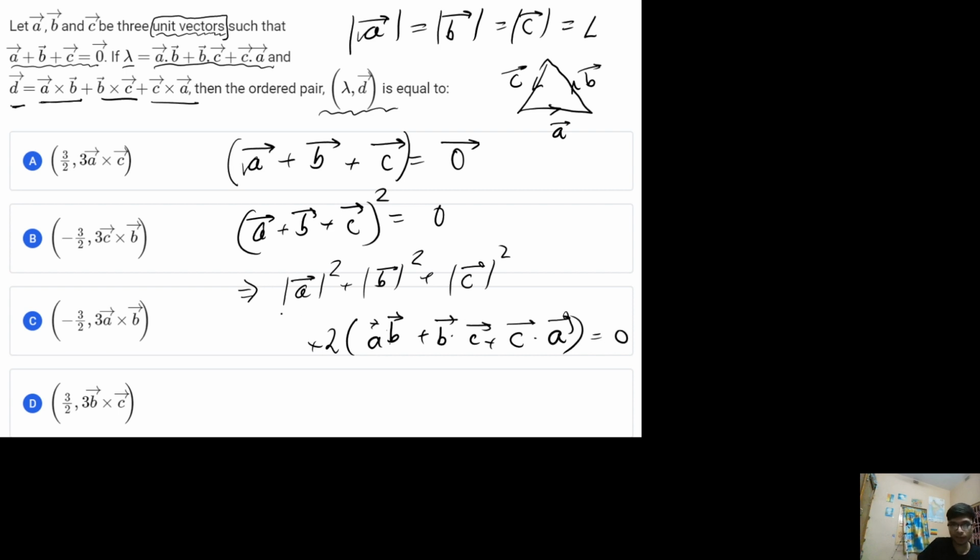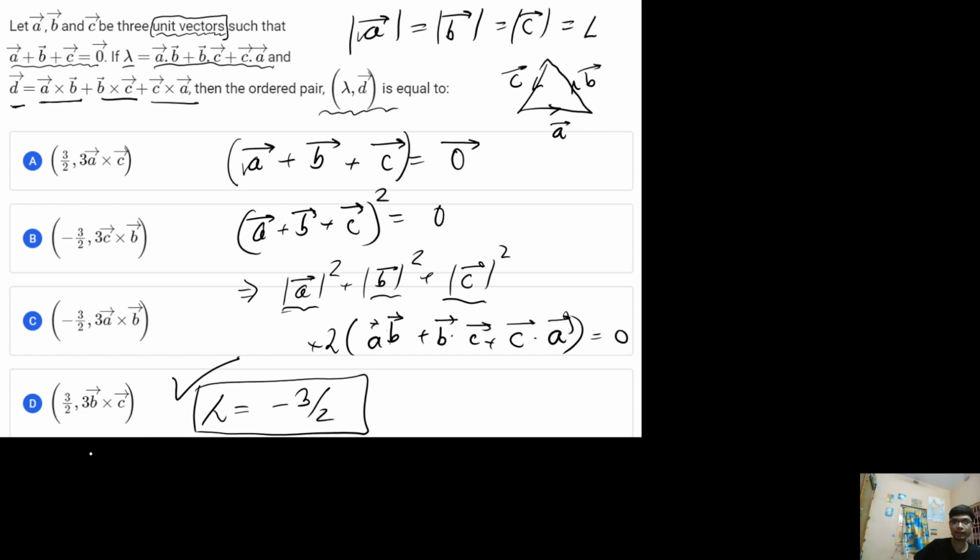So from here you see these vectors are all unit modulus, so this value will result in 3. So from here you can say the value of lambda is basically equal to minus 3 by 2. Okay, you take this on this particular side and then you compute the result, the value of lambda will come out as minus 3 by 2.